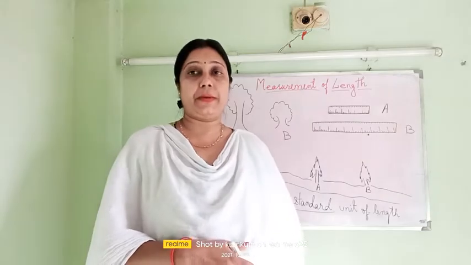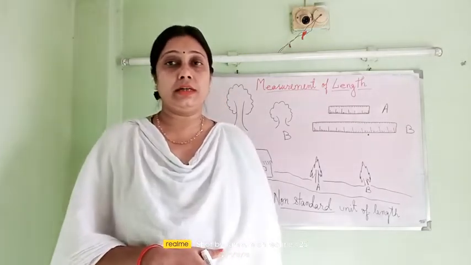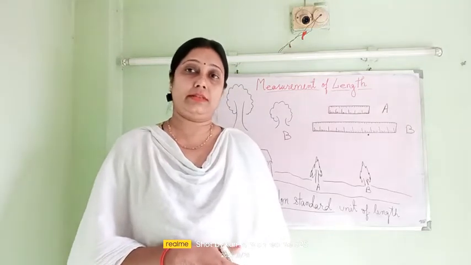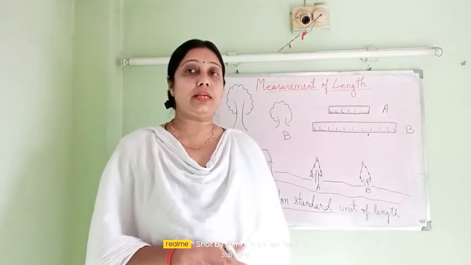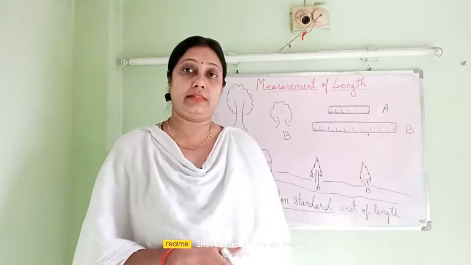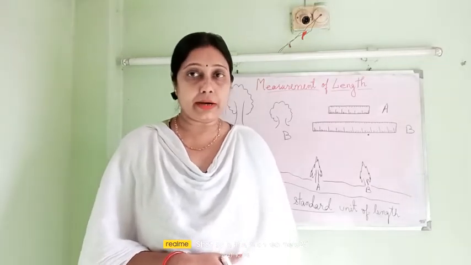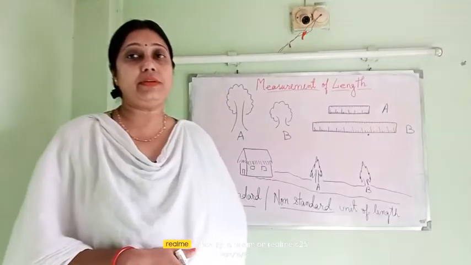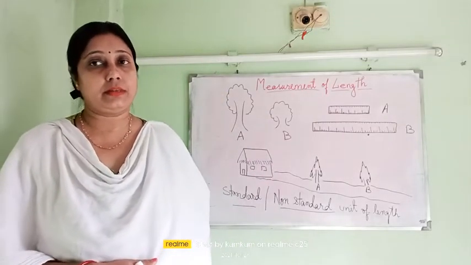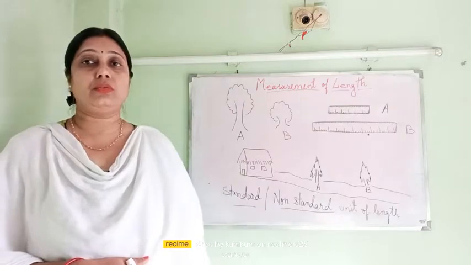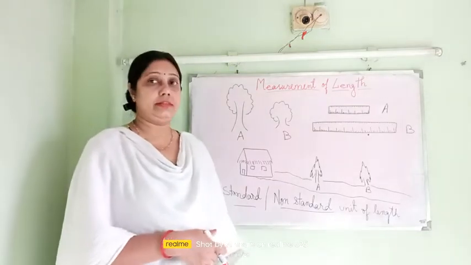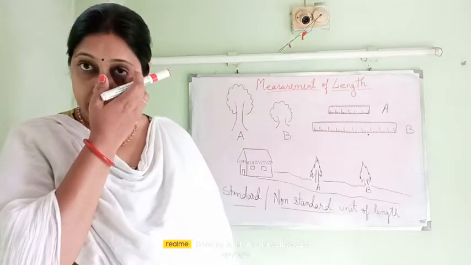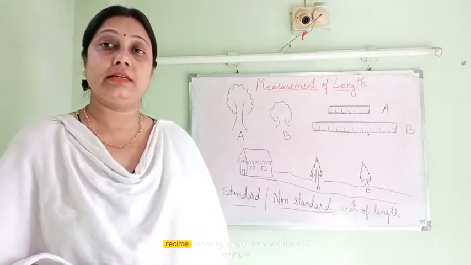So in this chapter we are going to learn the meaning of length and how to measure length. There are various ways by which we can measure length: by using our body parts, by using some other units, so that we will learn gradually in this chapter. So the first topic is measurement of length. Length means how long or how far the thing is.